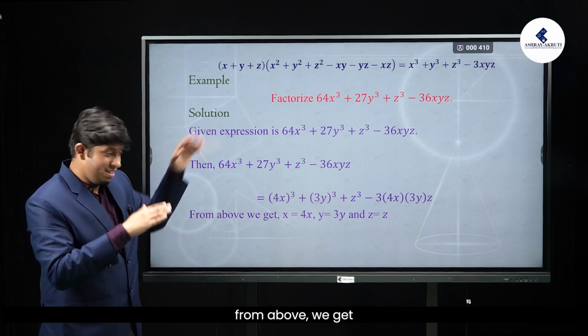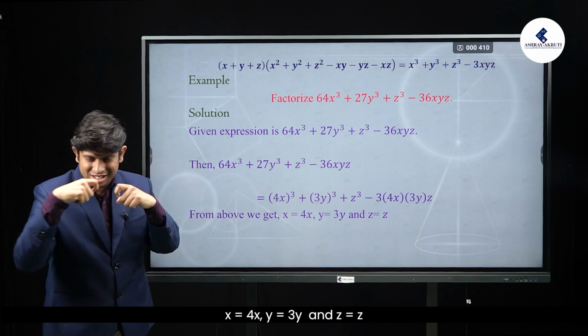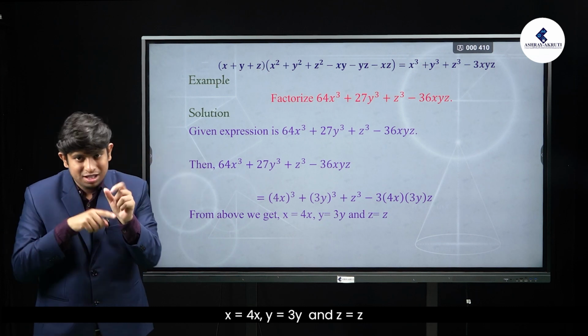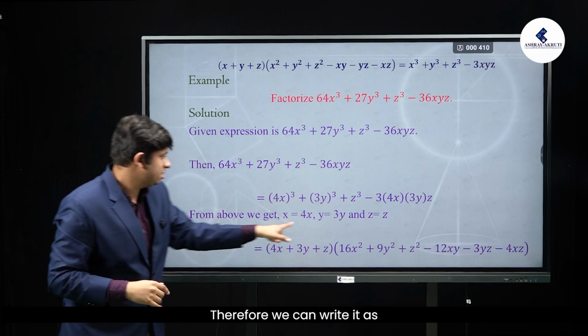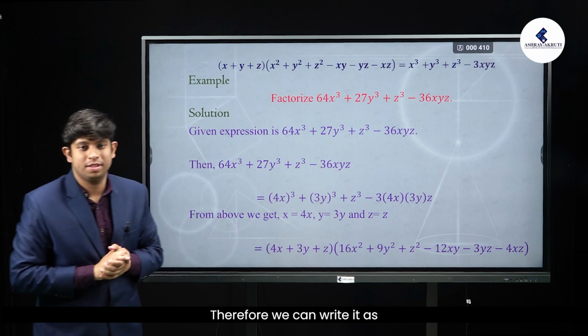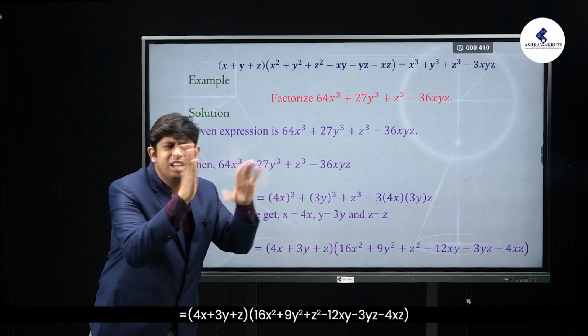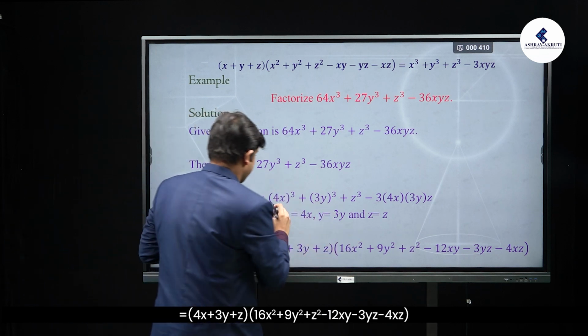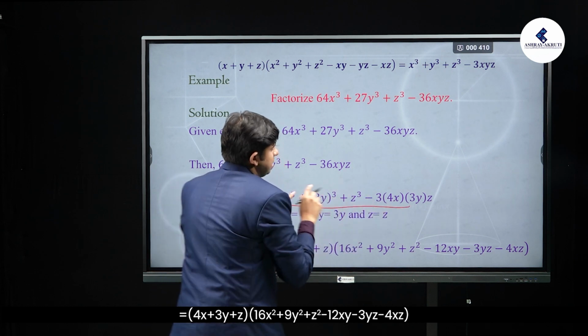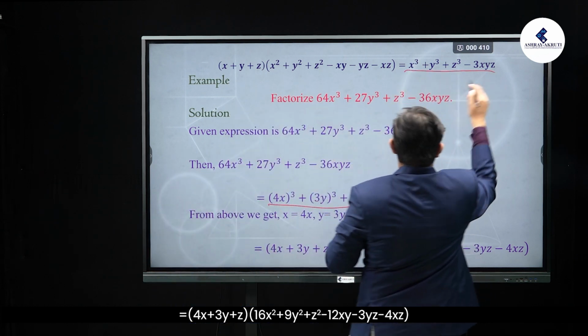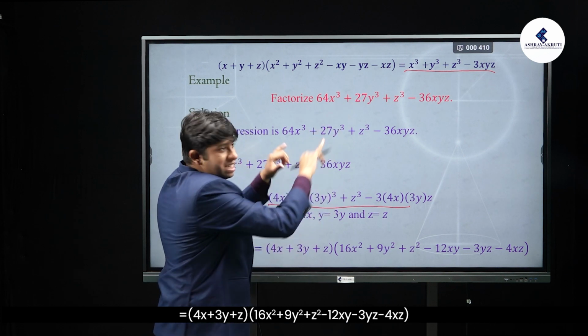From above, we get x equal to 4x, y equal to 3y and z equal to z. Therefore, we can write it as (4x + 3y + z) into (16x² + 9y² + z² − 12xy − 3yz − 4xz).